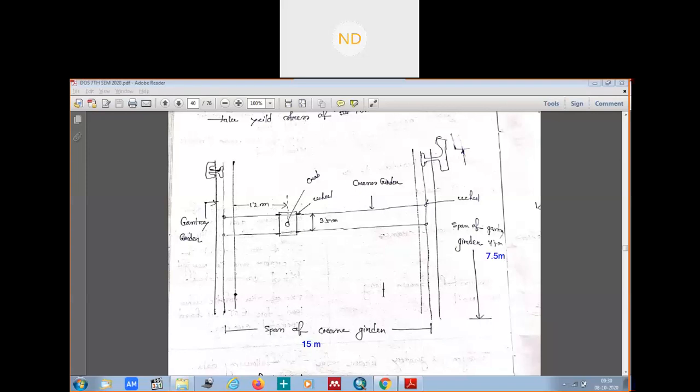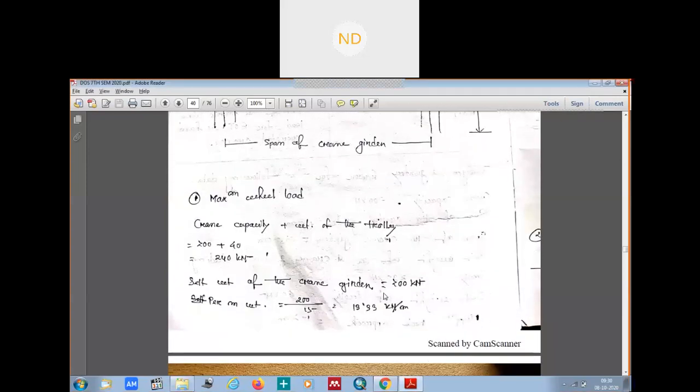Okay, so now what was our first thing? We have to calculate the maximum load. The crane capacity given in our question was 200, plus we have the trolley, because the crane will also have the weight of the trolley over it. So it is 200 plus 40, 240 kilonewton. The self weight of the crane girder is given to be 200 kilonewton.